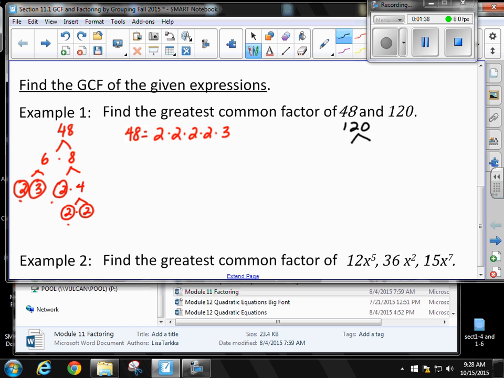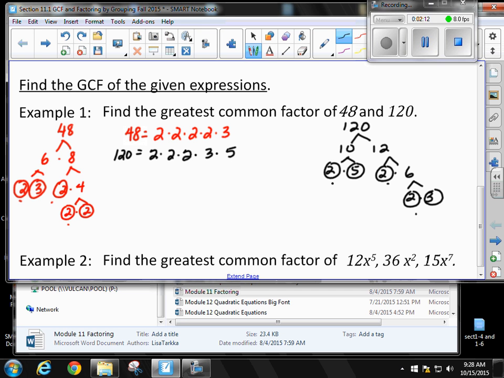Any number that ends in 0 has 10 as one of its factors. So 120 is 10 times 12. 10 is 2 times 5. 2 is prime and 5 is prime, so I circle them. 12 is 2 times 6. 2 is prime, and 6 I can break down to 2 times 3. Both 2 and 3 are prime. So 120 can be written as, this time I have 1, 2, 3 factors of 2. I have 1 factor of 3 and 1 factor of 5.